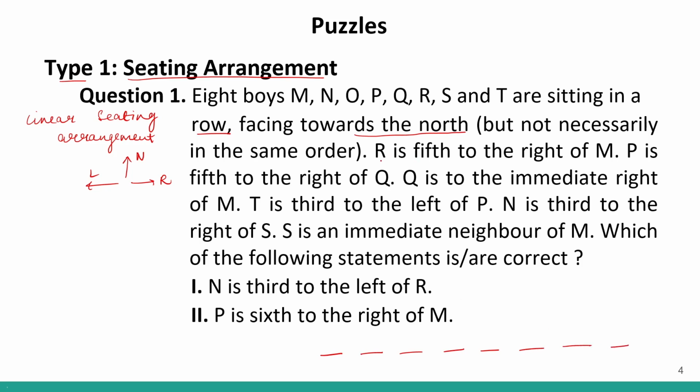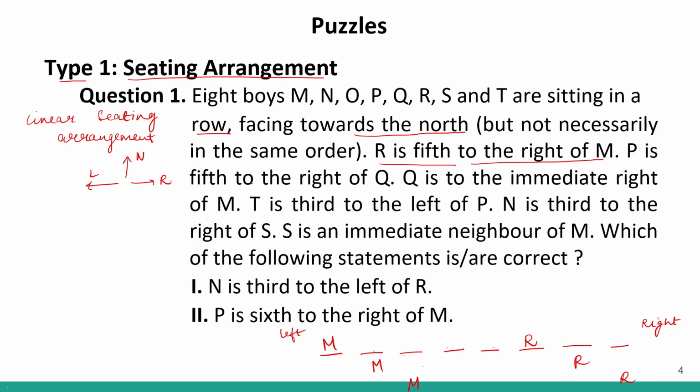Okay. It is given to us R is fifth to the right of M. So, one right means basically this will be a left hand and this will be a right hand. So, R is fifth to the right. That means 1, 2, 3, 4, 5. One possibility. The other possibility is 1, 2, 3, 4, 5. And there is also a third possibility that M is over here and R is over here. Correct? This is the third possibility.